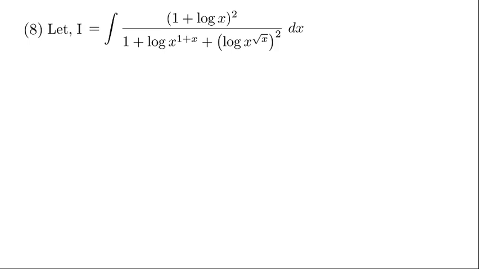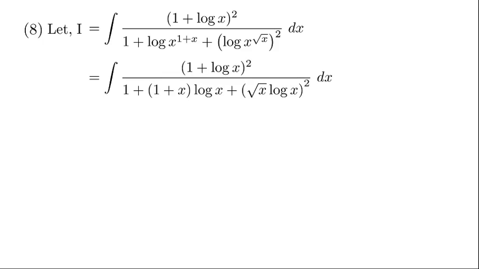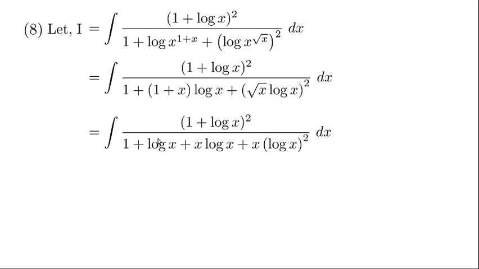If you see this problem, it looks like a difficult one, rather a complicated one. But when you simplify it, it becomes a very simple problem. So how it can be simplified, let us see. Here log x raised to 1 plus x, this 1 plus x comes by the side, and within the bracket this root x comes by the side. Now this square is applied to both, and this log x is brought inside the bracket. So we get 1 plus log x the whole square divided by 1 plus log x plus x log x, and this is x plus log x the whole square.